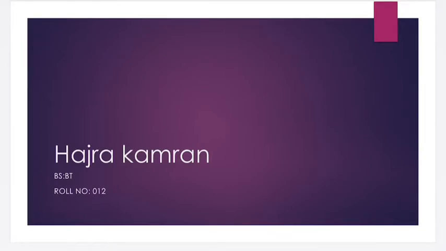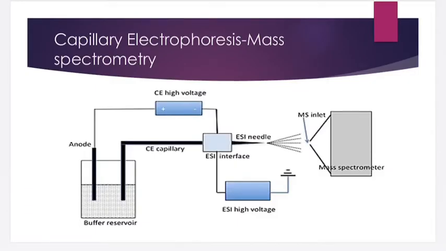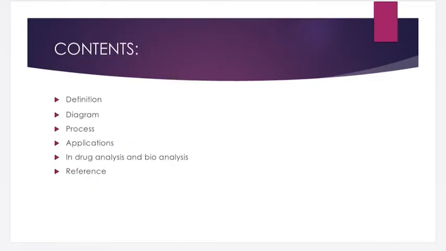Today the topic of my presentation is capillary electrophoresis mass spectrometry. Here is a diagram of capillary electrophoresis mass spectrometry in which a capillary tube is attached, high voltage is given, and this is the mass spectrometer. Contents: definition, diagram, process, application, specifically in drug analysis and in bioanalysis, and references.